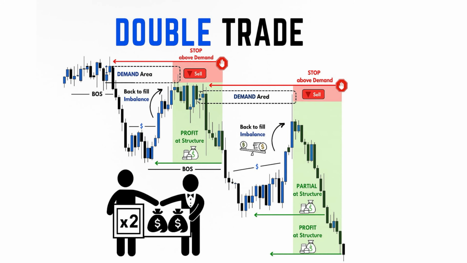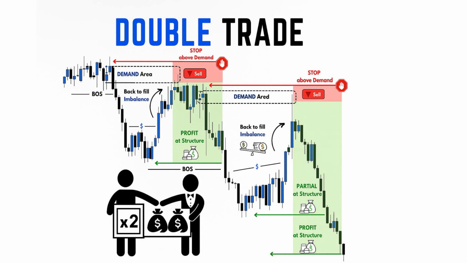And for the advanced traders looking to maximize their efficiency, let's break down the powerful double trade concept. This strategy allows you to potentially profit from the same key level twice, but in opposite directions. It starts with identifying a strong demand area. The first trade is a standard buy, as we've discussed, after a sweep and a BOS to the upside, with a stop loss below the demand. But here's the advanced move.